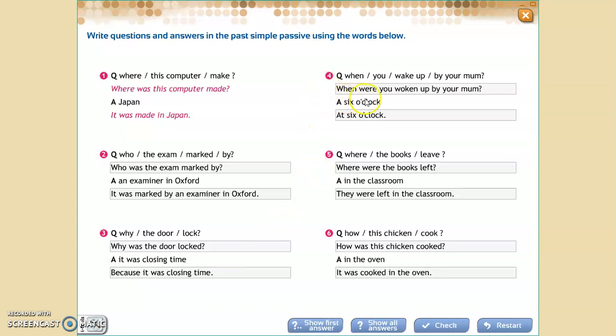4, when were you woken up by your mom? At 6 o'clock. Or maybe we can say that I was woken up at 6 o'clock. Okay. Question 5. Where were the books left? They were left in the classroom. 6. How was this chicken cooked? It was cooked in the oven.